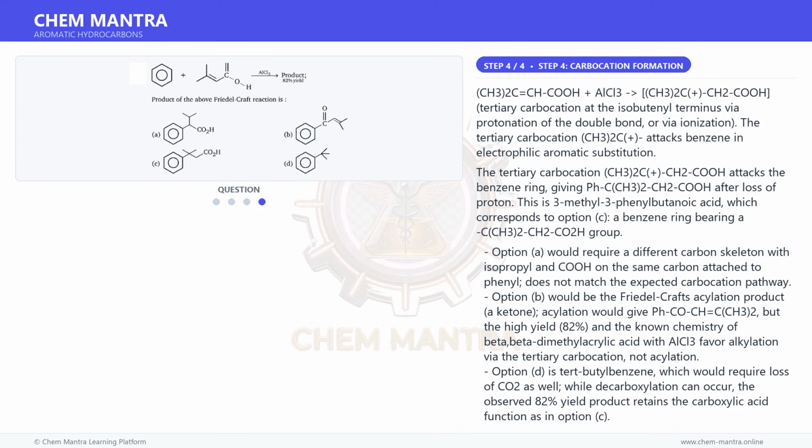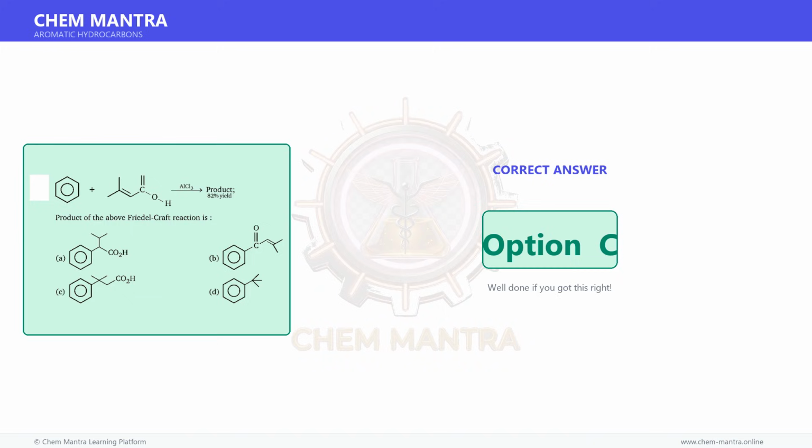The reaction proceeds via Friedel-Crafts alkylation where AlCl3 promotes protonation across the double bond to give the tertiary carbocation (CH3)2C+CH2, which then alkylates benzene to give PhC(CH3)2CH2, option C. Therefore, the correct answer is C. Therefore, the correct answer is option C.